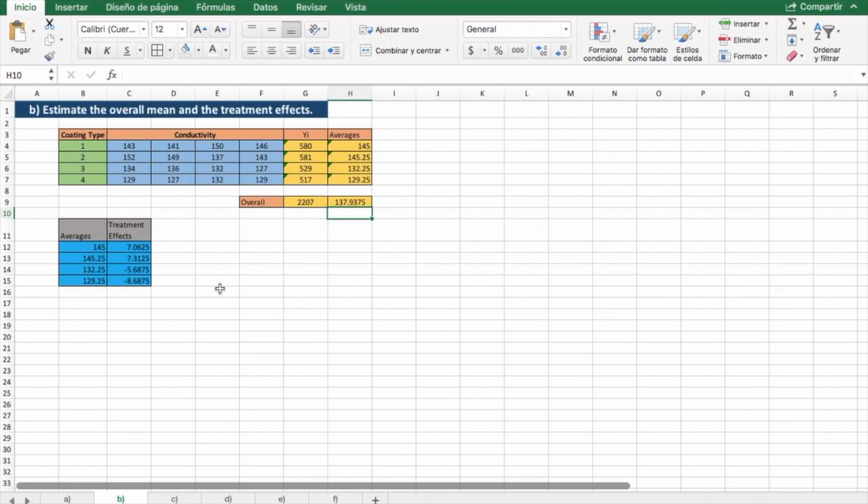So to obtain the treatment effects, we have to compare the overall average with the average we obtained in each row. So we have to subtract the overall average from the row average, and that is done with each row. You subtract the overall average from each row average, and in that way we obtain the treatments.